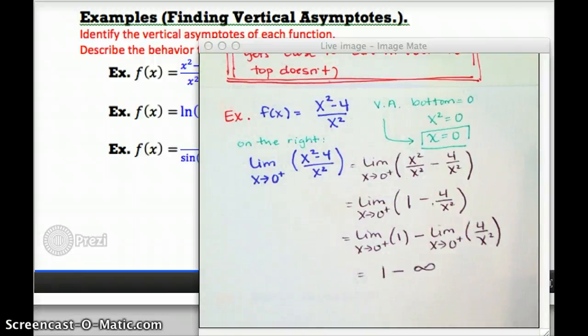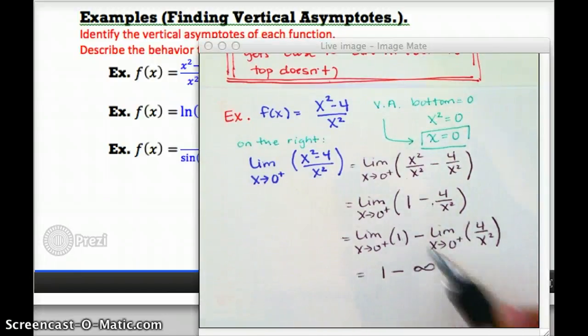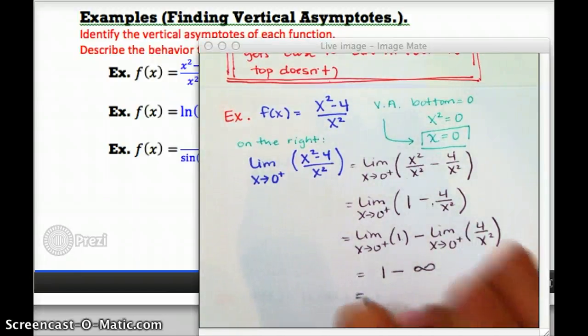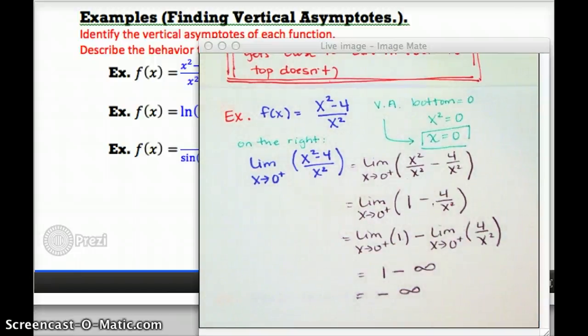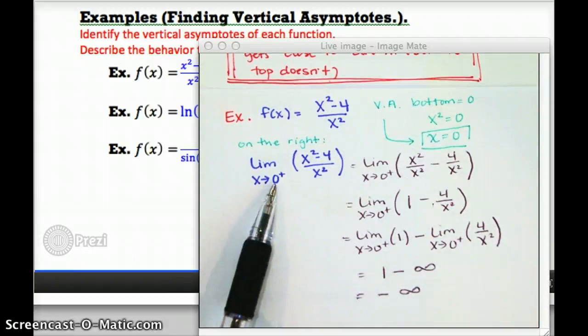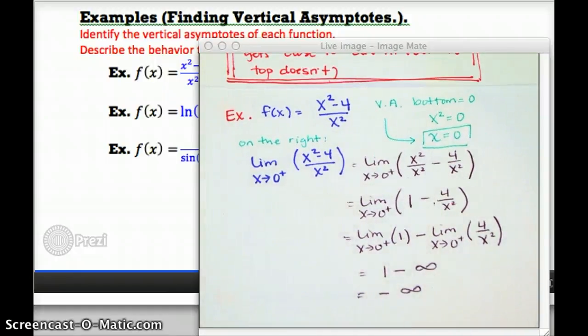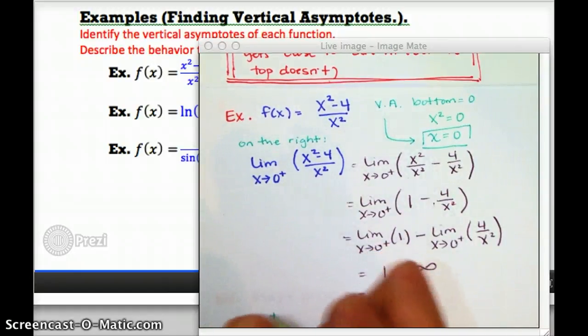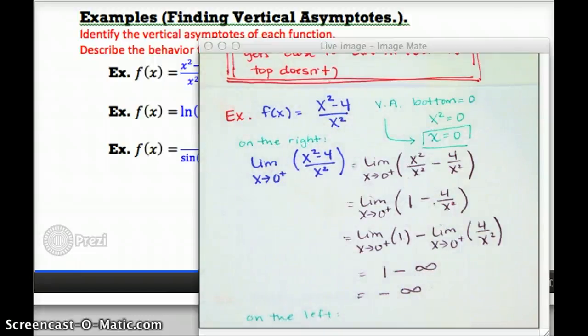Now be a little wary. If we had infinity minus infinity, we couldn't have done this calculation. But since this exactly equals 1, and this limit is going to infinity, 1 minus infinity is the same thing as negative infinity. So we've just shown that on the right-hand side, this vertical asymptote is going down to negative infinity. We can do the same thing for on the left-hand side. Of course, you may have guessed that we'll use the left-hand limit. And here's what the work would look like.